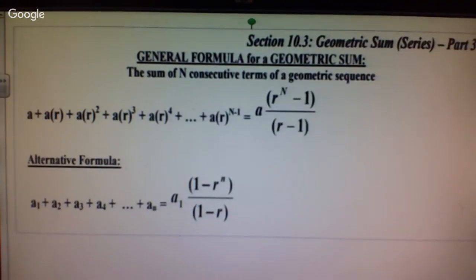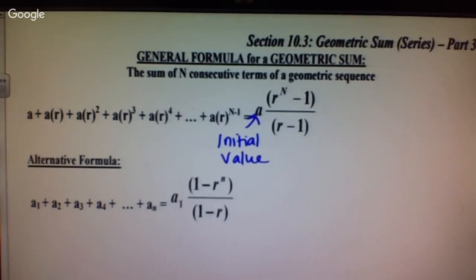All right, so this is your equation. A is going to represent your initial value. R is still what you multiply by each time, so both R's are your multiplication value.